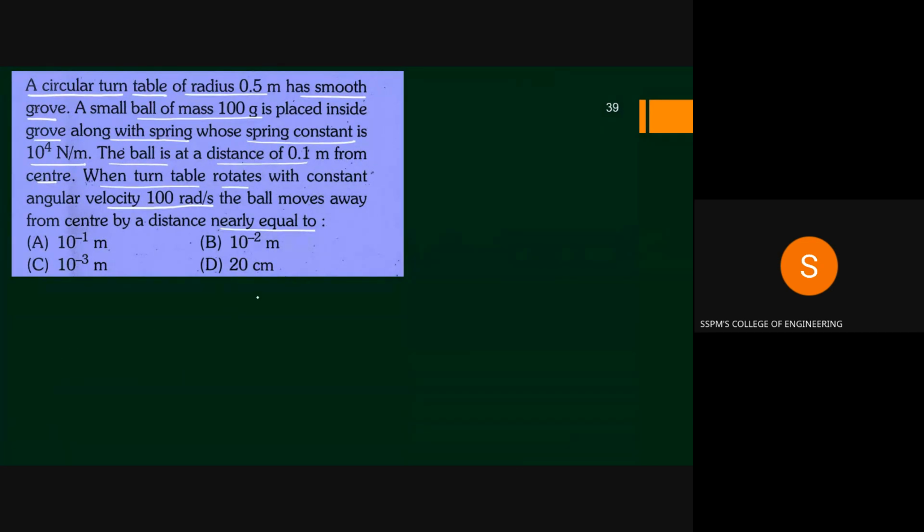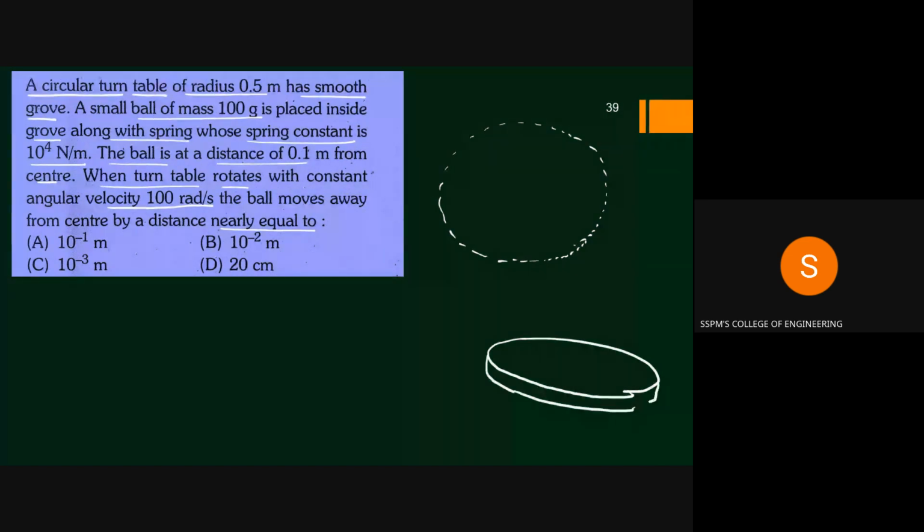Now we will draw the diagram for the given problem. Just imagine this is the turntable. The meaning of turntable is that it is a simple disk. So in three dimensions, this is one circular disk. This is the center of the circular disk. There is one groove like this, and in this groove a ball is kept.